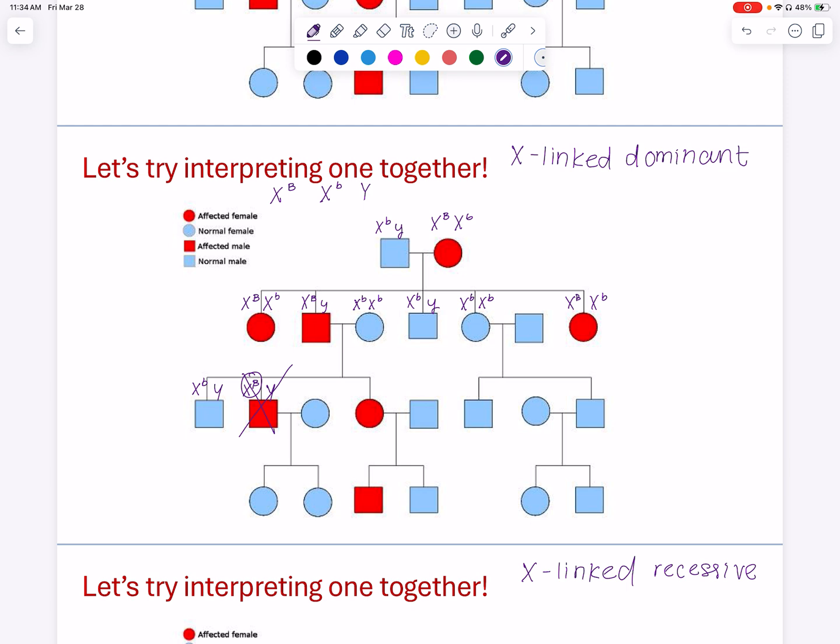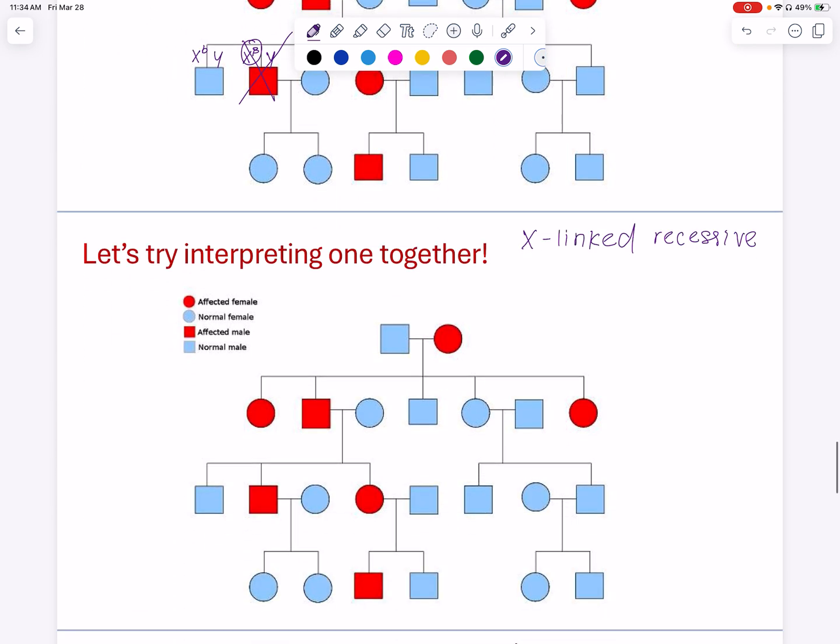And so at this point, we can say, all right, we don't need to go any farther in this pedigree. We know that whatever this trait is, it can't possibly be X-linked dominant, because we have an individual that would be completely improbable.